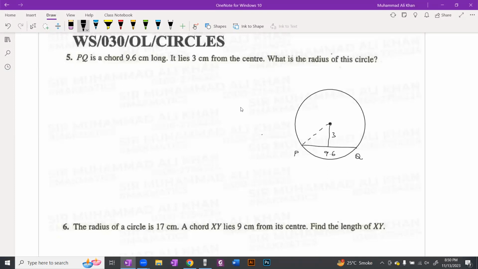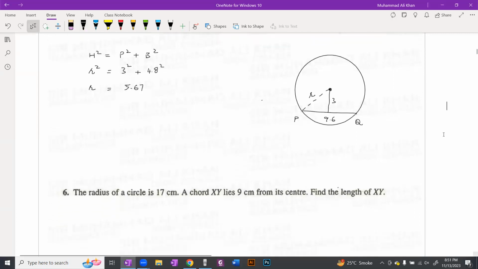So now, again, by using Pythagoras theorem, hypotenuse square equals perpendicular square plus base square. Hypotenuse is the radius, which we have to calculate. So radius square equals perpendicular, which is 3 square, plus half of the 9.6, which is 4.8, square. By using this, what will be the radius? The radius is 5.67. This is the length of the radius. Hopefully the question is clear. Very simple questions of circle.